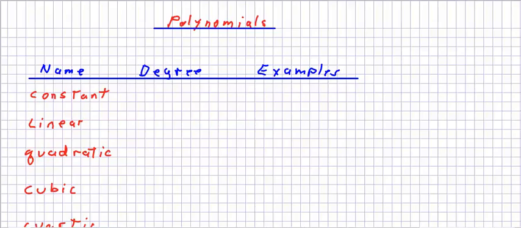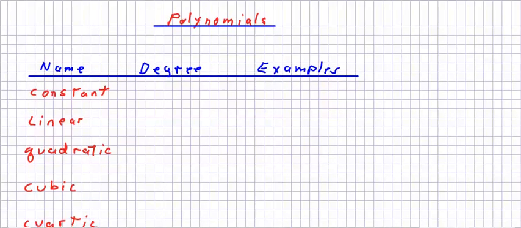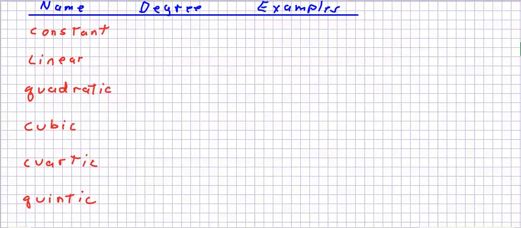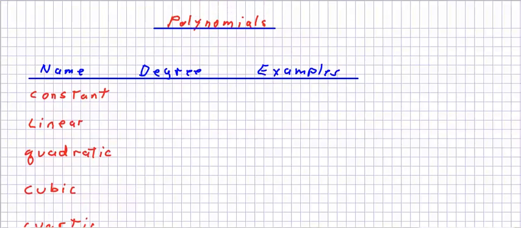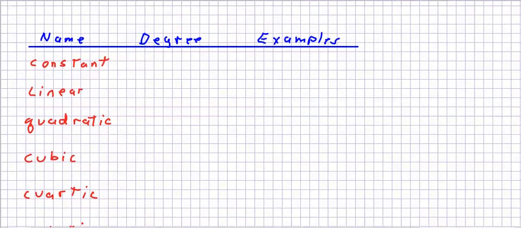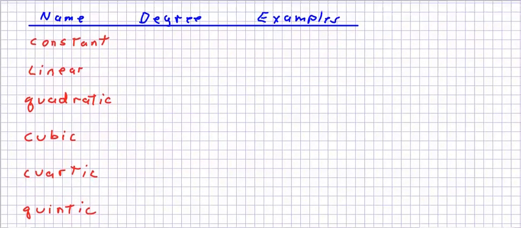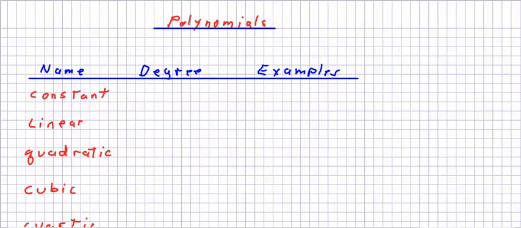No negatives, no fractions. We have some basic polynomials that we look at: constants, linear, quadratic, and cubic. These are names that I expect you to know. The last two, quartic and quintic, you should know, but I won't hold you to them. All right, a constant has degree of 0. That means the exponent would be 0. An example is 4, or 5, or 7. All a constant is a number.